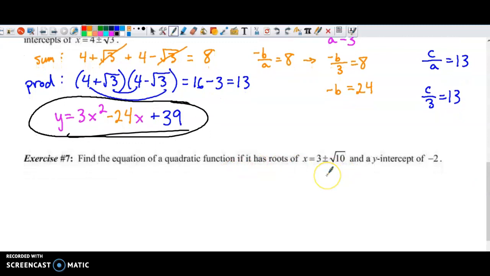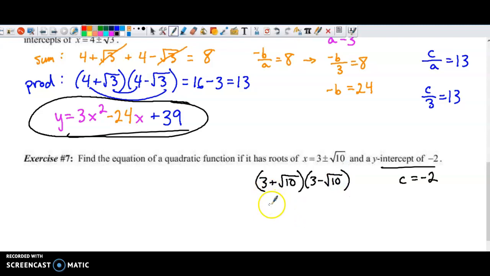So this next one's set up a lot different. This time it's setting it up with a y-intercept of negative 2. That means your c value has to be negative 2. So what I would actually start with is the formula that uses the c value, and that was the product of the roots. So 3 plus root 10 times 3 minus root 10.